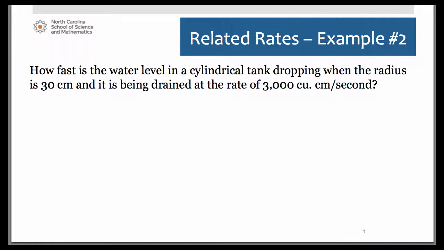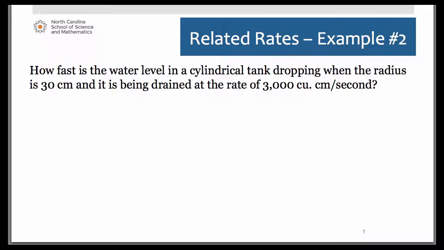Let's take a look at another example of a related rate problem. In this one, we are asked how fast is the water level in a cylindrical tank dropping when the radius is 30 centimeters and it is being drained at the rate of 3,000 cubic centimeters per second.